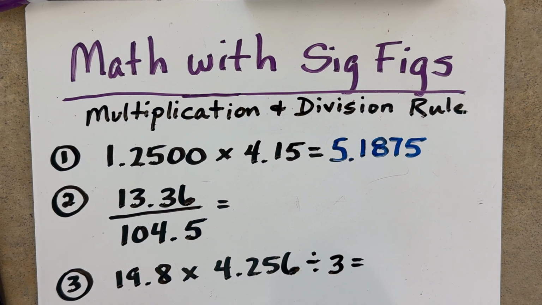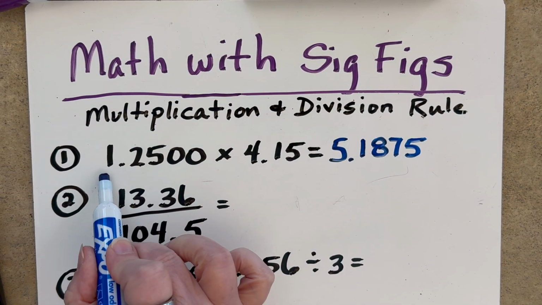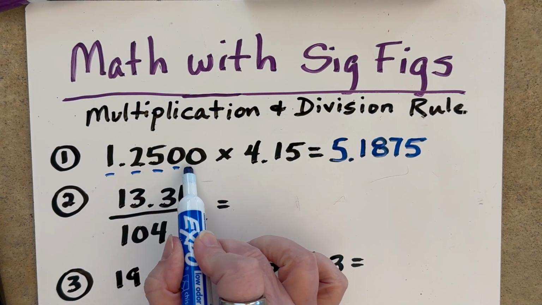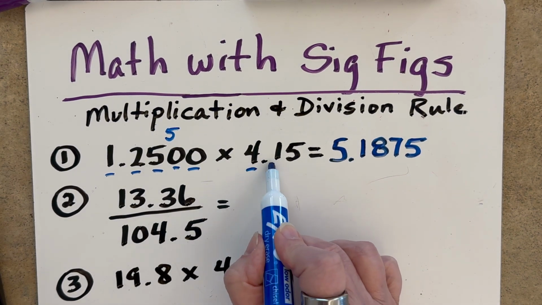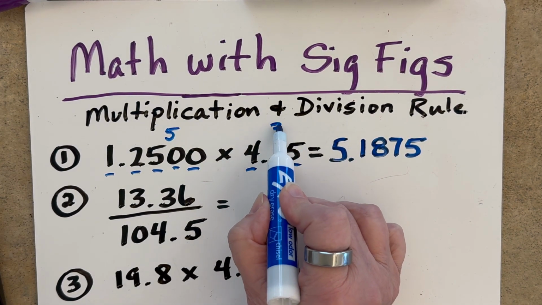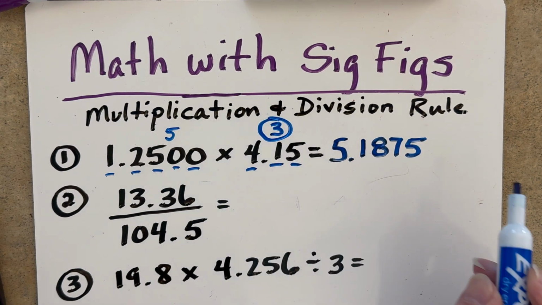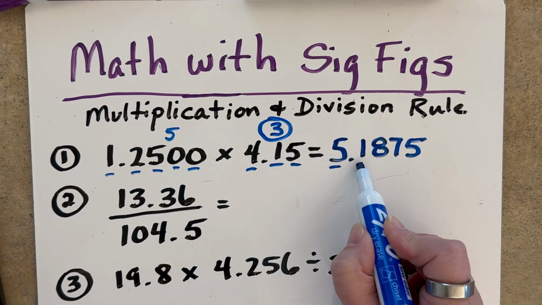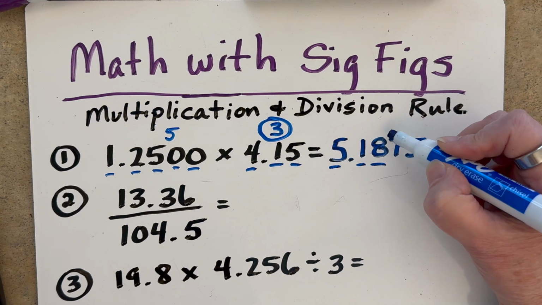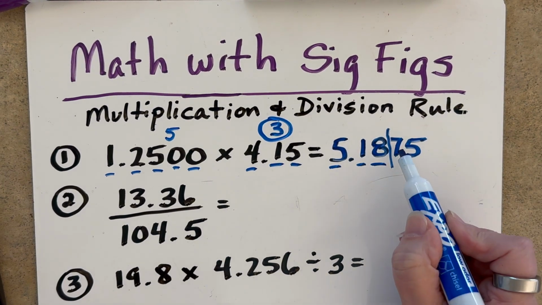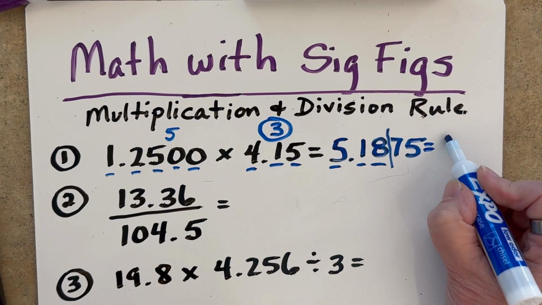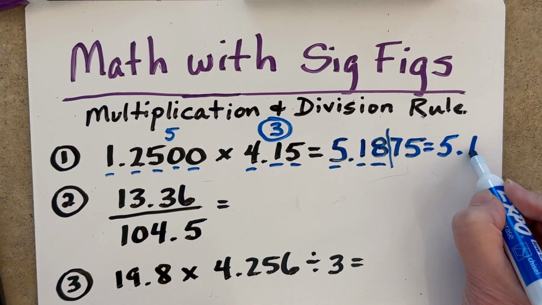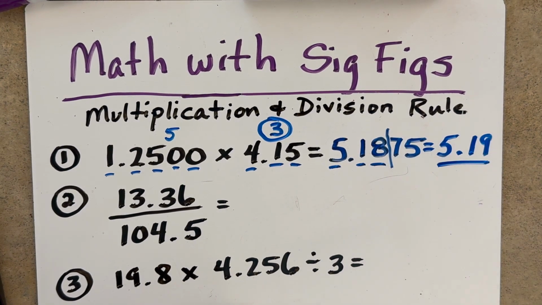Now we go back and look at our problem. We have 1, 2, 3, 4, 5 sig figs in this number, 3 sig figs in this number, so our answer gets 3. So we're going to keep 1, 2, 3, cut it off here. Since that's a 7, we're going to round our 8 up to a 9, and our final answer is 5.19.